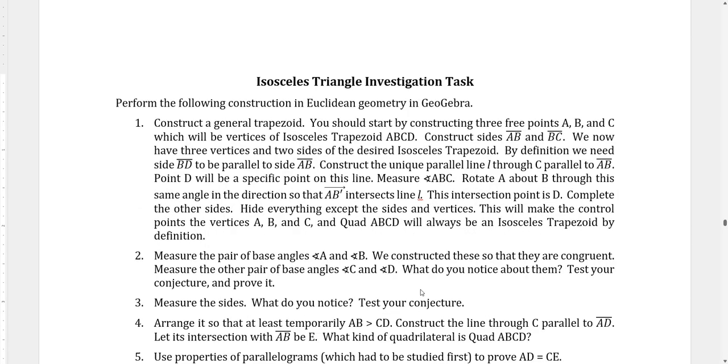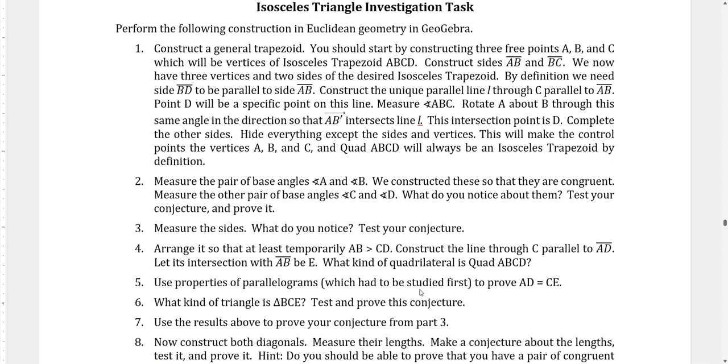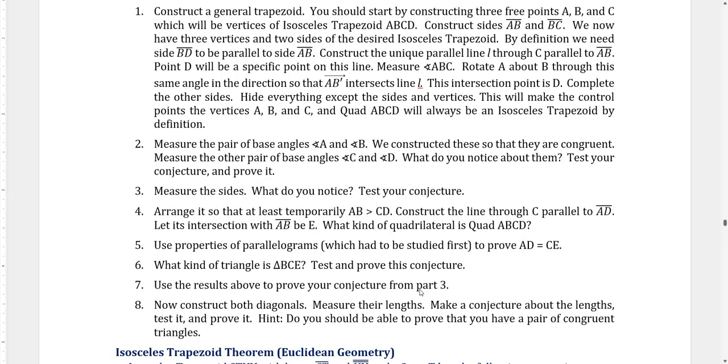Now here's a task that you should do yourself. It's an investigation in GeoGebra for Euclidean isosceles trapezoids. You can do this using the basic tools in Euclidean geometry. I'm going to ask that you do this yourself before going on. If you're doing it yourself, you can learn a whole lot more than if you just follow what I'm doing here. So start by constructing a general isosceles trapezoid.